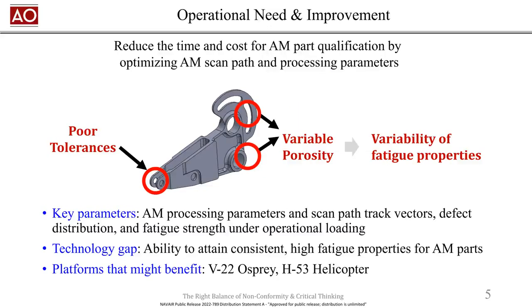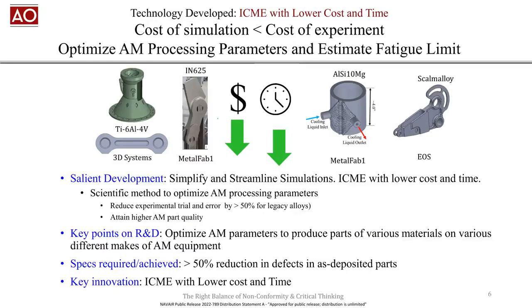The operational need and improvement is the ability to produce the part using a reliable and repeatable AM process, attain consistent mechanical properties, and that there are sufficient options in the supply chains to produce the part. We have attained cost of simulation to be less than the cost of experiment.